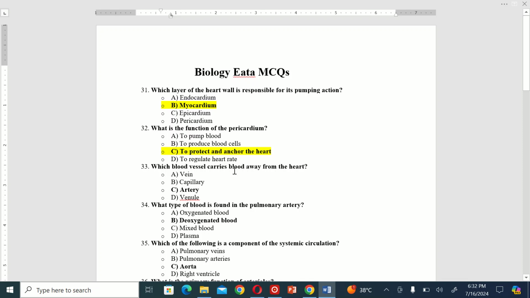Which blood vessel carries blood away from the heart? A. Vein. B. Capillary. C. Artery. D. Venule. So the correct option is C, artery.